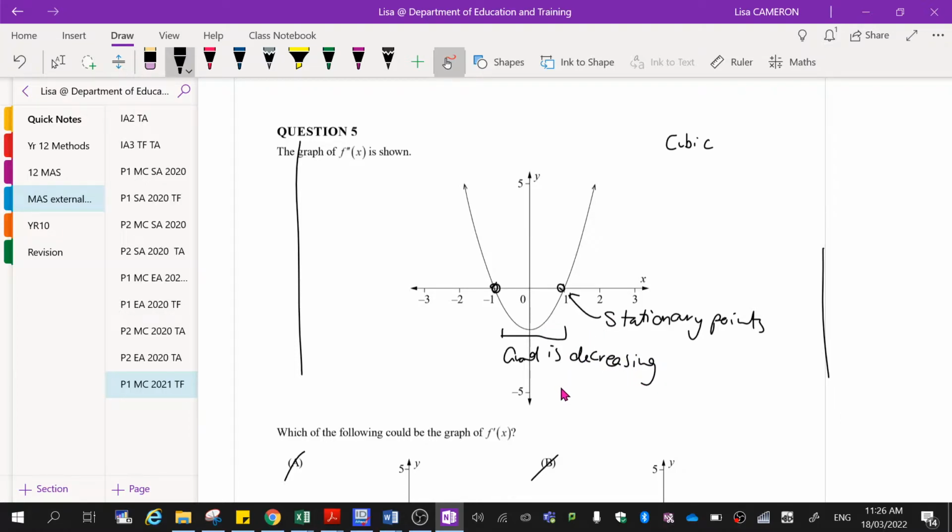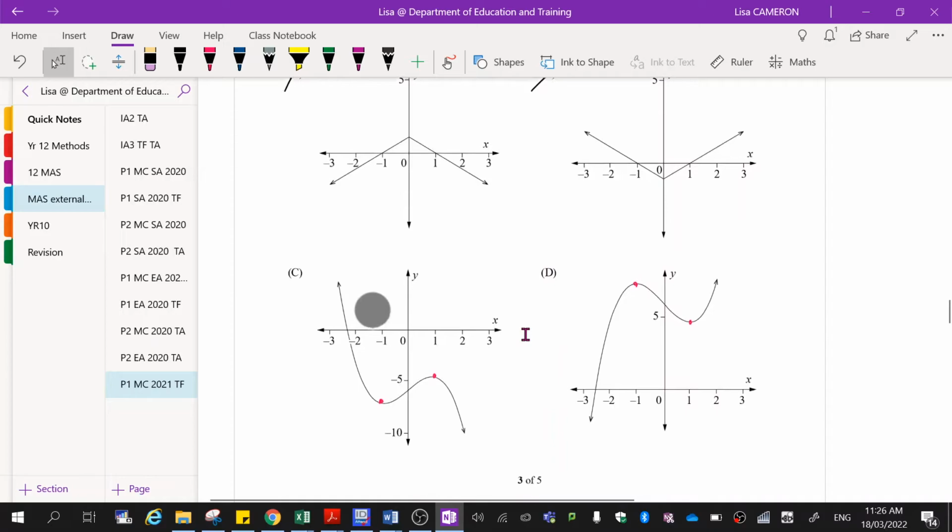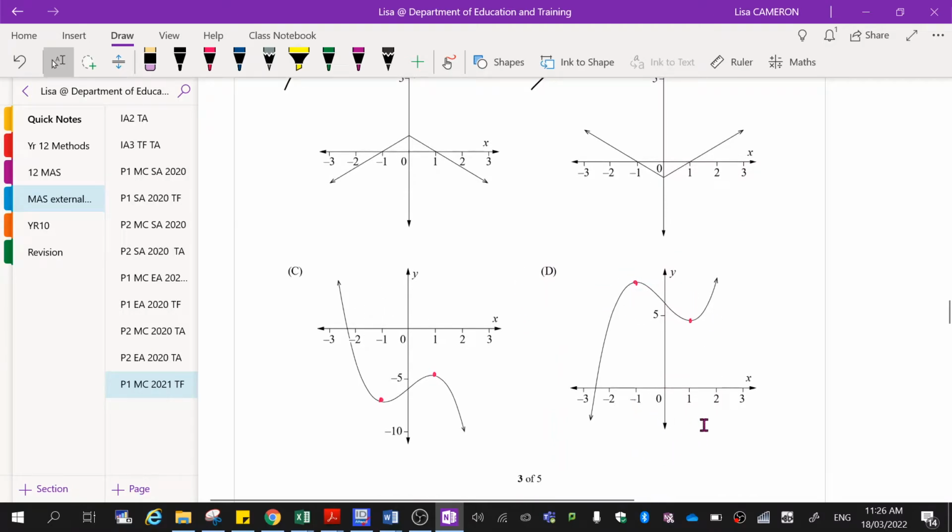Now, the way I know the whole gradient's decreasing is because this is showing as negative space on the y-axis. So let's go down and see which piece fits that information. So we're looking for the one where between -1 and 1, the gradient is decreasing. So that fits D. So that is the graph that will show the first derivative of that second derivative.